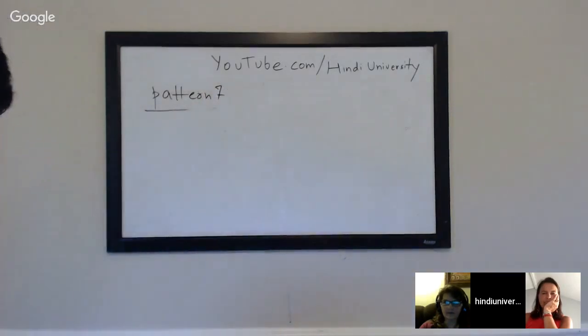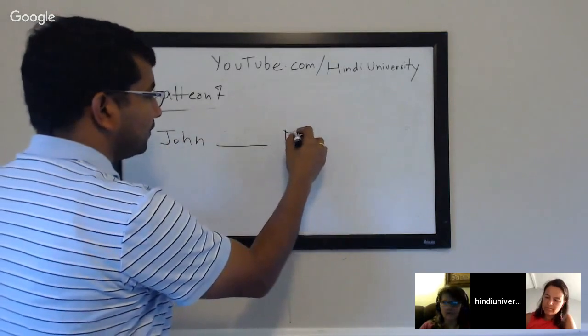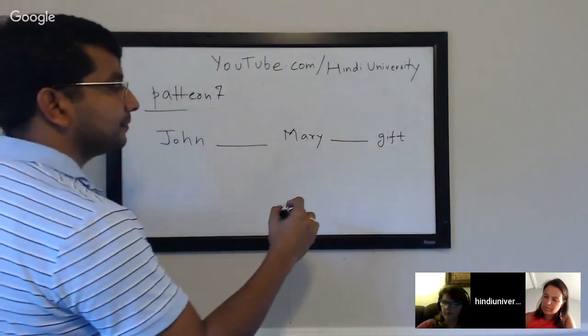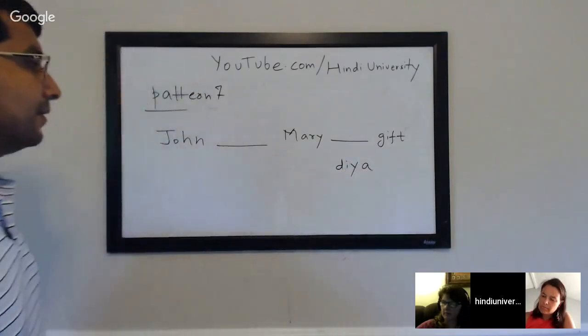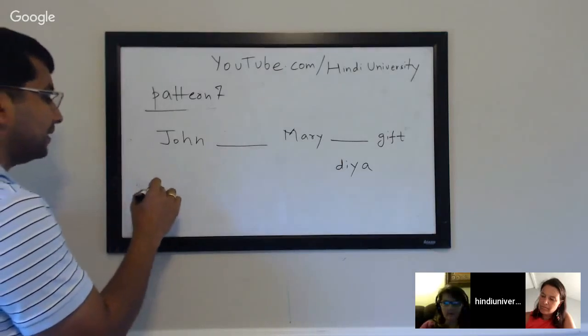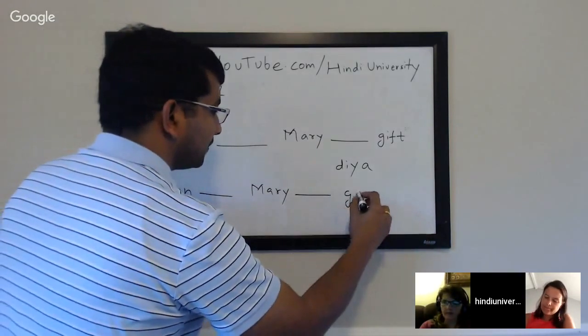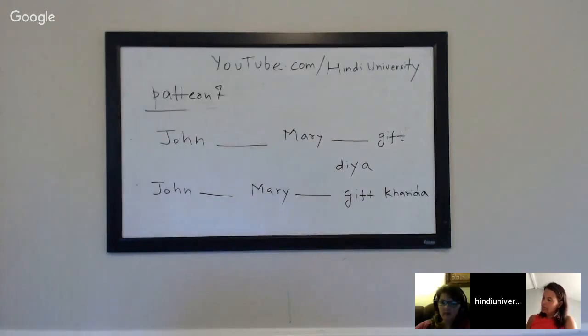So the next one, as I mentioned, okay, this one should be straightforward. John, Mary, gift, diya. Okay, John gave a gift to Mary, and then, okay, John bought a gift for Mary in the second one. Okay, let's see if you guys can deconstruct this.